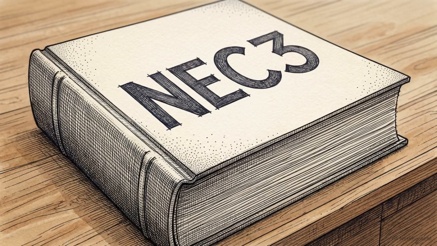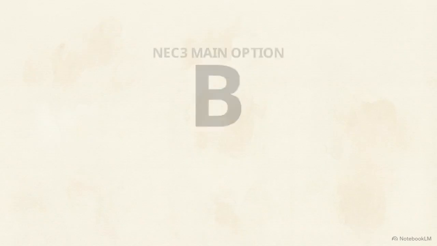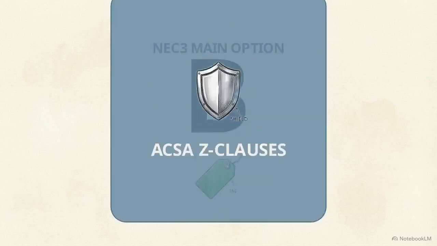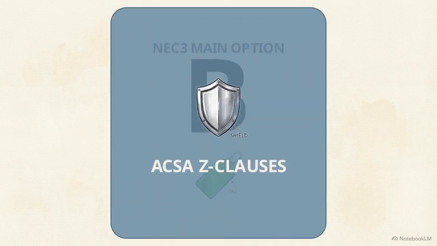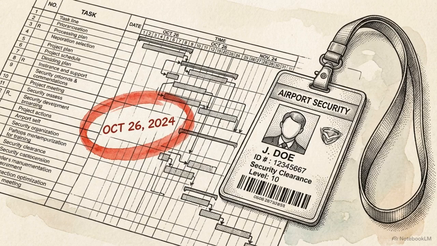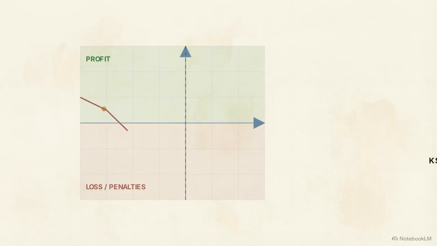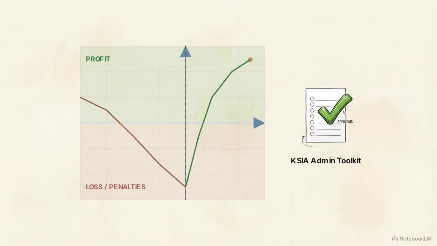This project is governed by the NEC3 Engineering and Construction Contract. It uses Main Option B, a priced contract with a bill of quantities, layered with customized ACS Z clauses. Airport security rules and these specific Z clauses create rigid administrative deadlines. Having your templates preloaded and ready to deploy protects you from financial penalties caused by missed procedural steps.